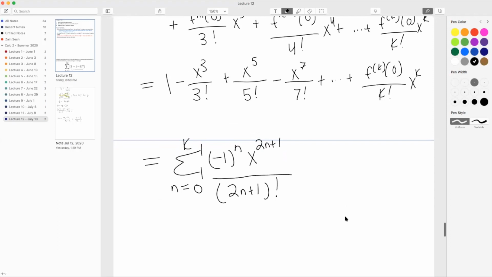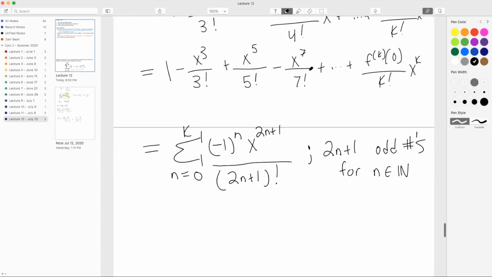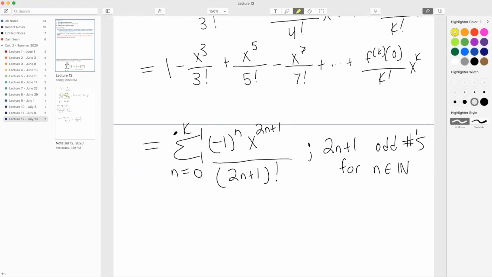All right, the power of x is 2n plus 1 because those are all the odd numbers for n in the naturals. As you see above, we only get odd powers showing up. The even powers are not there because the coefficients in front of them are 0. All right, so very important, very fundamental. This is our closed form for sine of x.